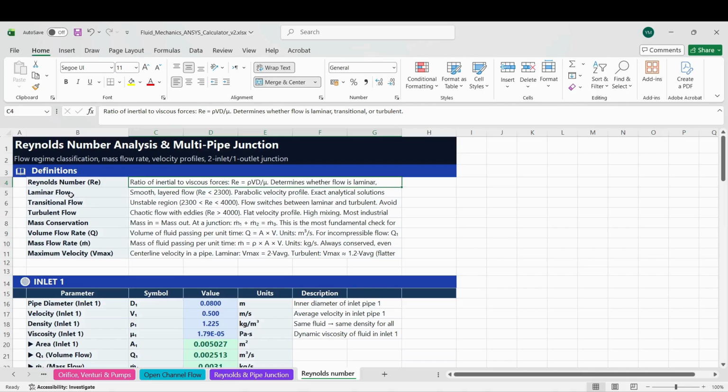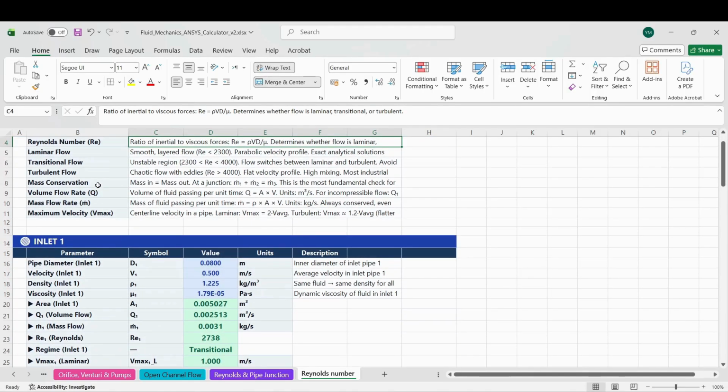For laminar flow, the Reynolds number is normally below 2300 for smooth flow. Transitional flow is normally in an unstable region, with a Reynolds number between 2300 and 4000. And turbulent flow is chaotic flow, so it's above 4000.